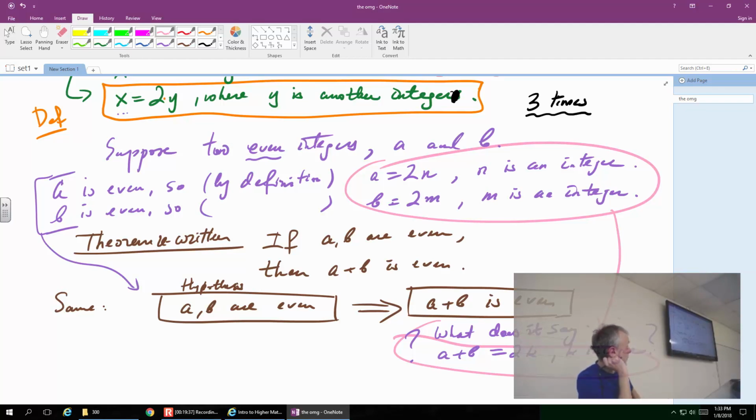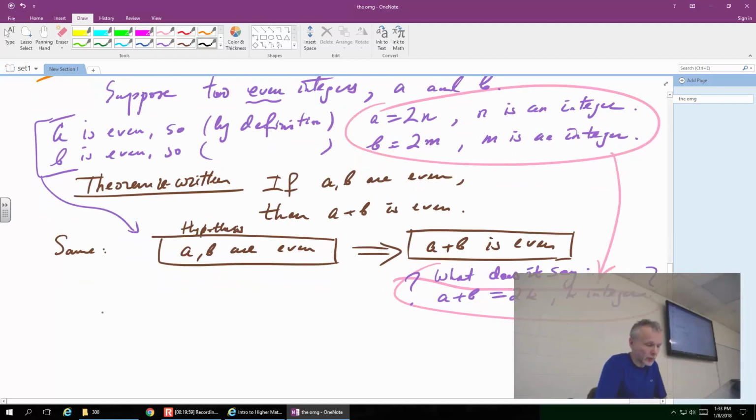So just as well, we were able to get rid of all the words. The word even is gone. I circled it in pink over there. a is equal to 2n, n an integer, b is equal to 2m, m an integer, and now we want to demonstrate that a plus b is equal to 2k, k an integer. I hope you already see what we do next. So how?